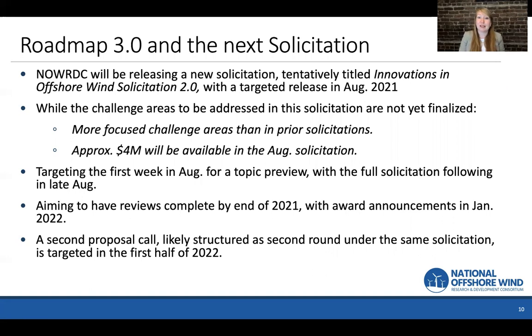We're aiming to have reviews complete of all those proposals by the end of 2021, with award announcements in January 2022, so early next year. And the consortium is also targeting a second proposal call, which will likely be structured as a second round under this same August solicitation, and that's going to be targeted for the first half of 2022. So you're really looking at two different solicitations, one for this late August, and then another one in the first half of 2022.